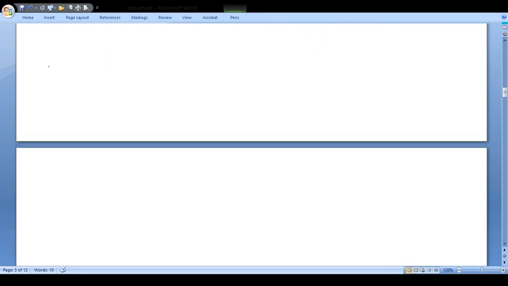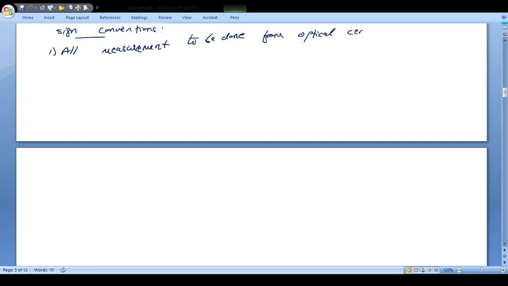Now let's see the sign conventions. Whatever sign conventions you had for the mirrors, it is exactly the same. Let's revise it. First of all, measurements are to be done from the optical center. Basically OA will be equal to u, OA dash will be equal to v, OF will be equal to f. So all the distances are taken from the optical center.